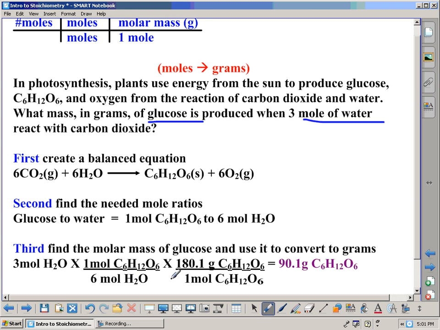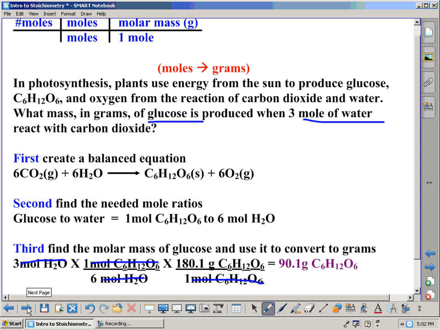And now we're going to convert to grams of glucose. The molar mass of glucose is 180.1 grams over 1 mole. And we can cross out units to make sure we have it right. Moles of water top and bottom, moles of glucose top and again bottom. We're left with grams of glucose, which we want. Simple matter of pushing buttons on a calculator gives us 90.1.